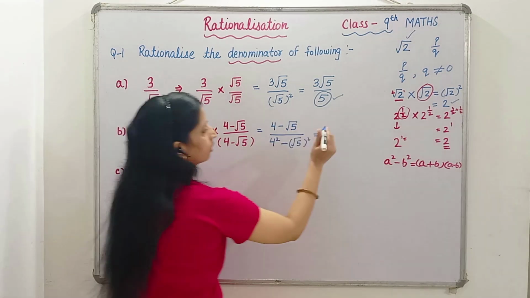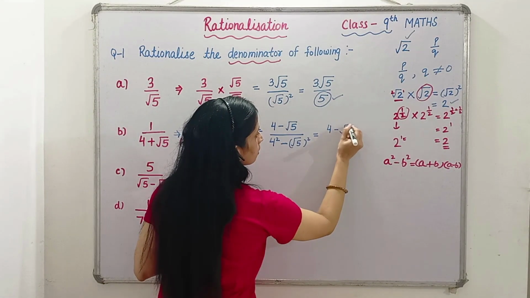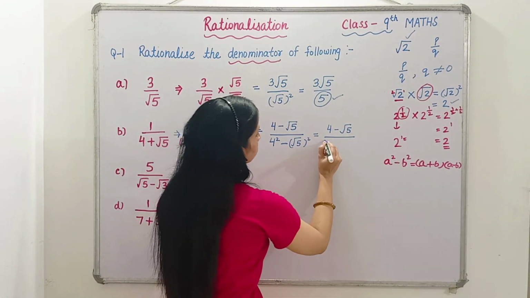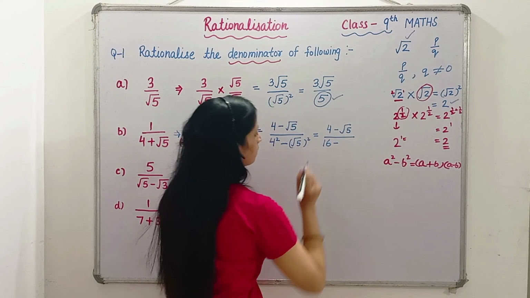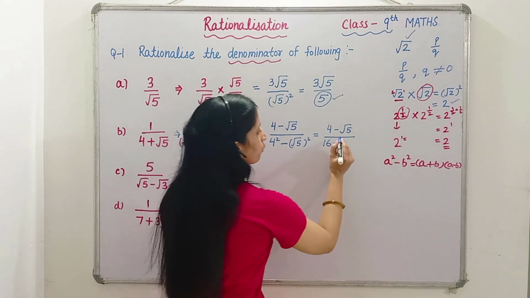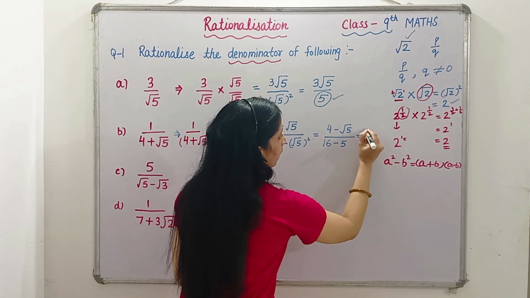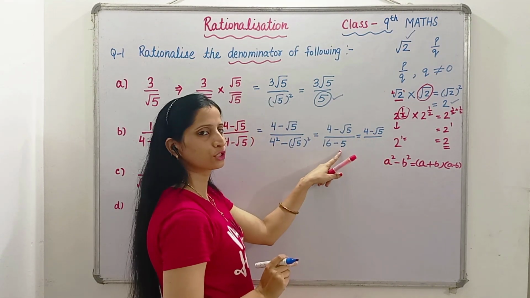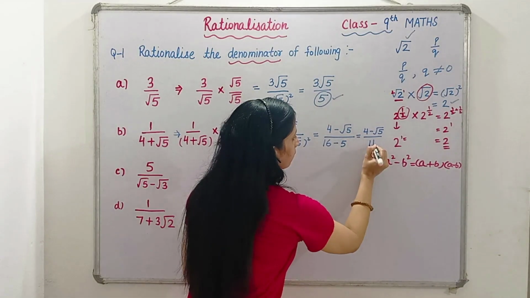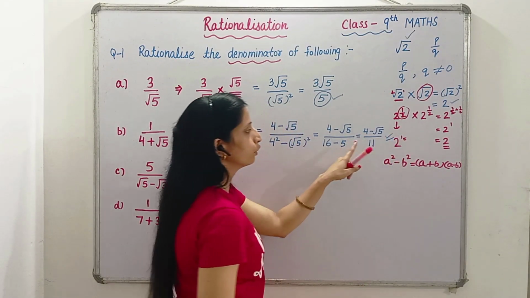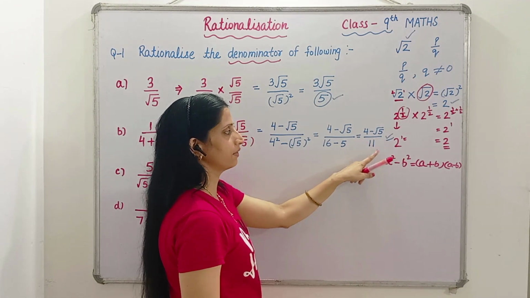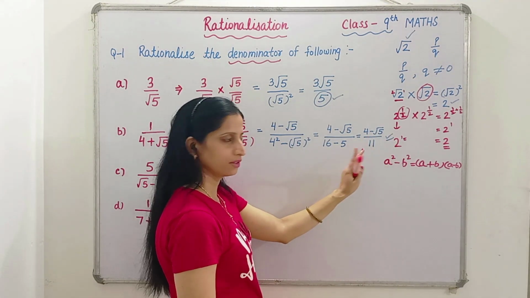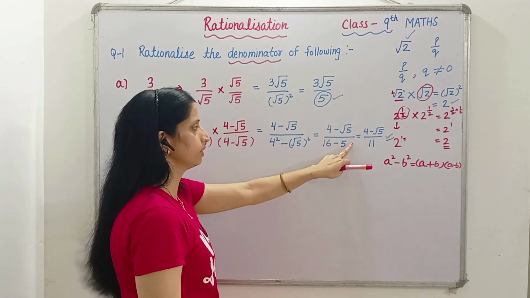Okay, this numerator will remain as it is, and in the denominator 4 square is 16 minus root 5 square is 5. Right, 4 minus root 5 and 16 minus 5, this will be 11. So the answer will be 4 minus root 5 upon 11, or we can write 4 by 11 minus root 5 upon 11. This will also be correct.